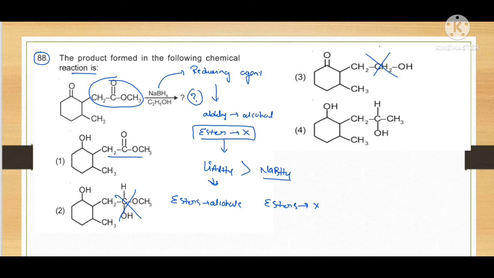Here also, esters are converted to secondary alcohols. This option is also eliminated. One is our correct answer. Why? Because sodium borohydride only reduces aldehydes to alcohol. It does not reduce the ester group. That's why the ketone is reduced to alcohol. So option 1 is the correct answer.